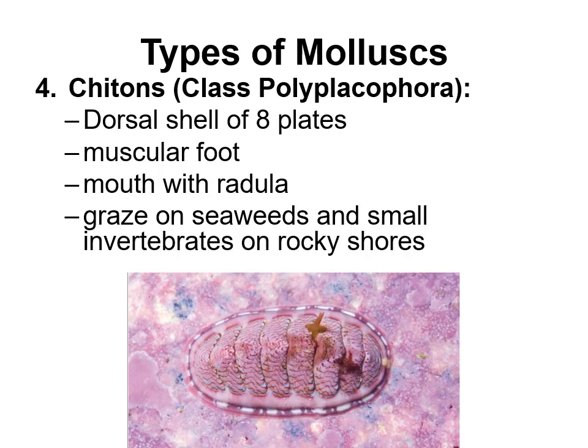Okay, last group that I wanted to talk about are the chitons. They have this crazy word here. They are called the class Polyplacophora. Let's break that word down. Poly, I think a lot of you know, means many, like a polygon is a multiple-sided shape.